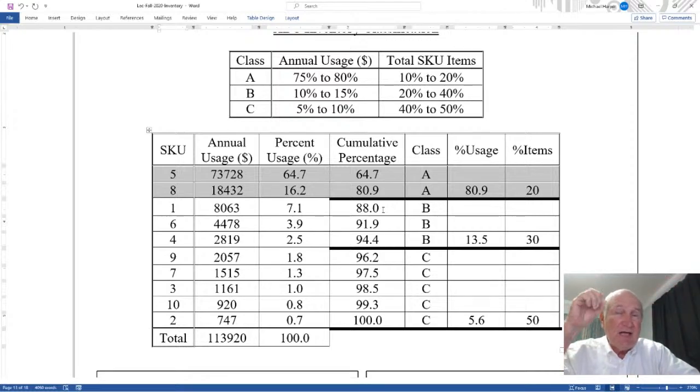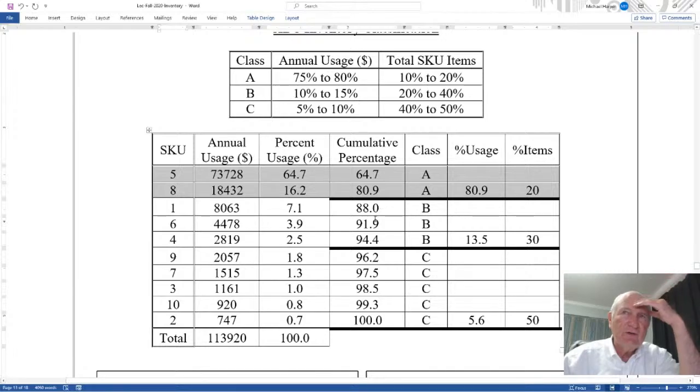So Class A items, I'm going to focus on those items. I'm going to put a lot of effort on those items. I'm going to make sure I maybe have a contract and spend a lot of effort with governance and overseeing those items. Okay, and whatever's needed, I want to focus on those.